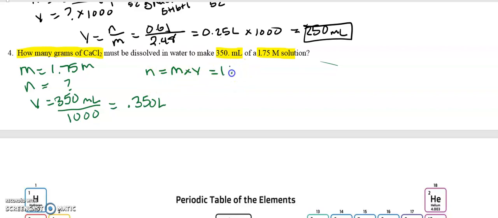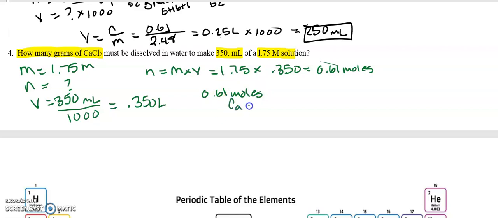So moles equals your molarity times your volume. So 1.75 times 0.350. And you should get a value there of 0.61 moles. But we're not done, because the answer calls for grams. So we're going to take 0.61 moles of calcium chloride.